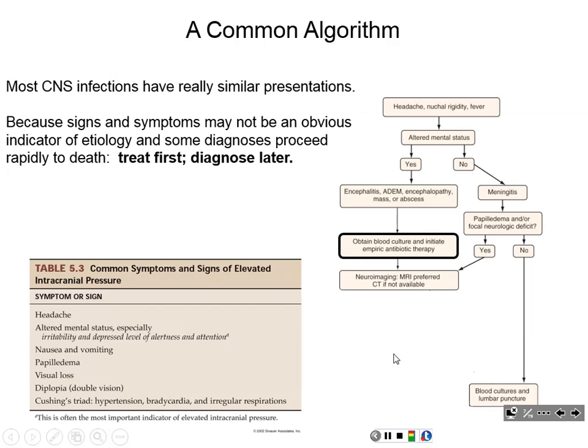Most CNS infections have a very common presentation, and you're all probably very familiar with this. So a patient comes in with headache, stiff neck, tired, fever. What are we going to do with this patient to know how to proceed? Because you might have already identified this patient has a central nervous system infection, but is it meningitis?